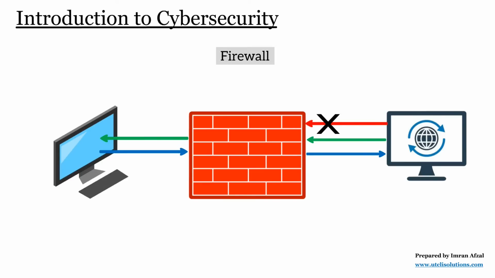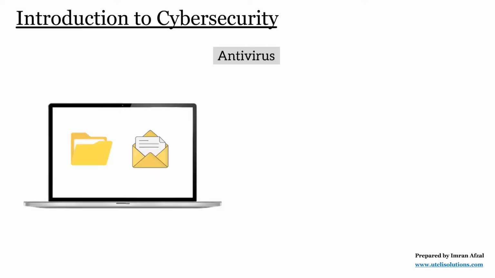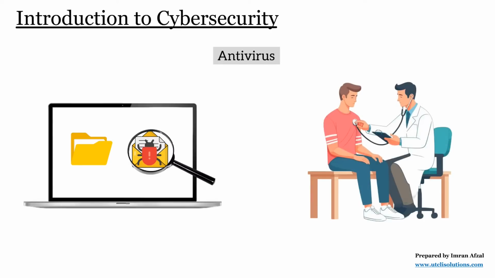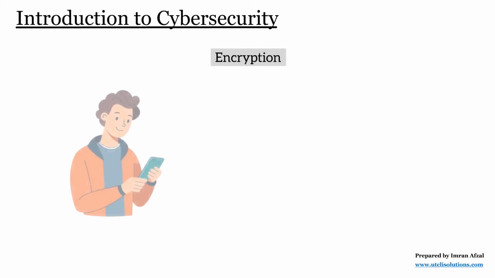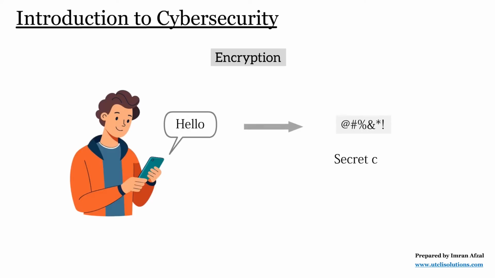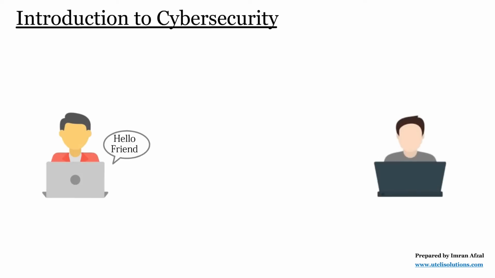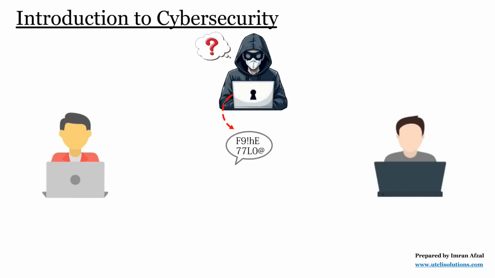Another important tool is called antivirus software. This tool checks your system to find any viruses, just like a doctor checks your body for illness. If it finds something harmful, it removes it or puts it in a safe place where it cannot spread. We also use tools that encrypt data. Encryption is like changing a message into secret code so only the right person can read it. For example, if you send a message to your friend, encryption makes sure that only your friend can understand it and no one else can read it on the way.